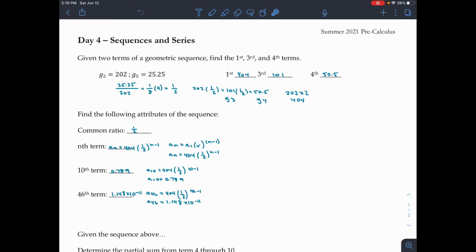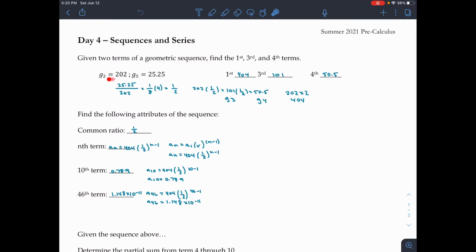And since 1 over 8 is the difference between these two, we would take the 4 as the term between them, and then we would multiply it, so we get half. That would be our common ratio. And then using that half, we would just find the rest of this equation.